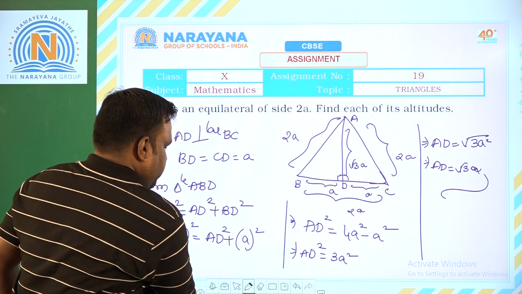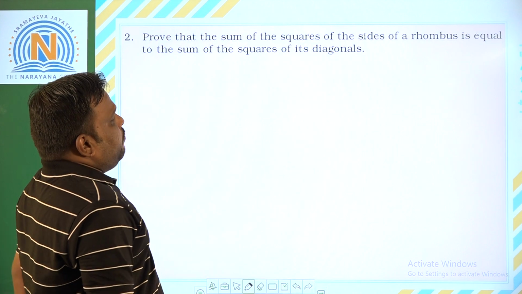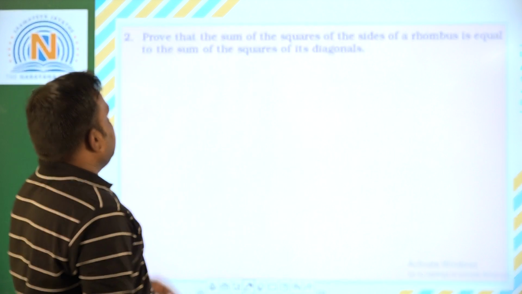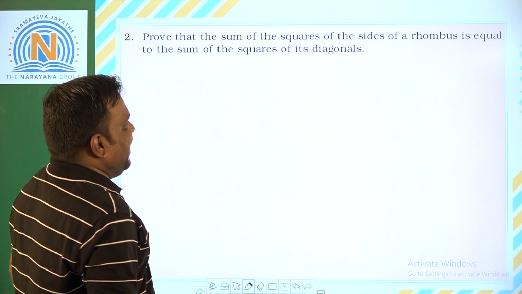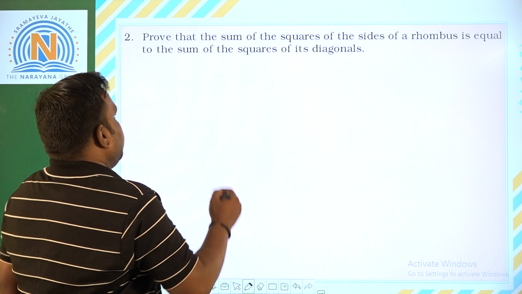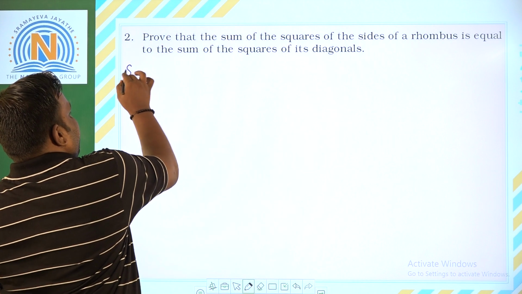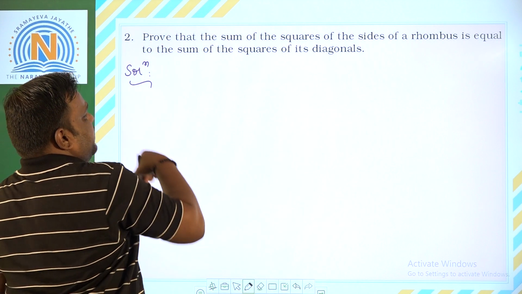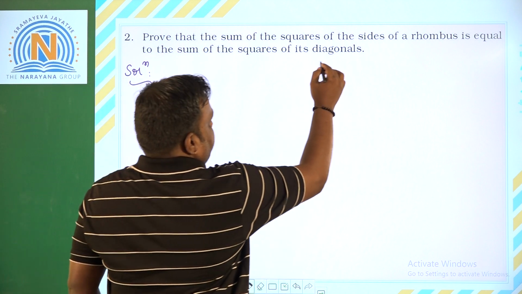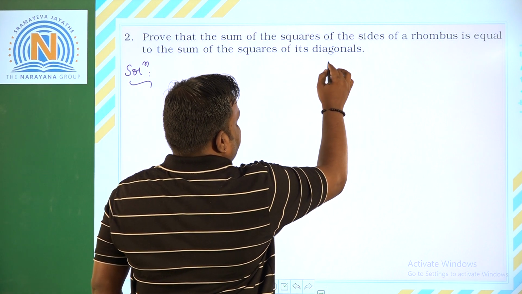Now coming to the second question. Prove that the sum of the squares of the sides of a rhombus is equal to the sum of the squares of its diagonals. First we have to draw a rhombus, and we know clearly that in a rhombus the diagonals are perpendicular to each other and they bisect each other.